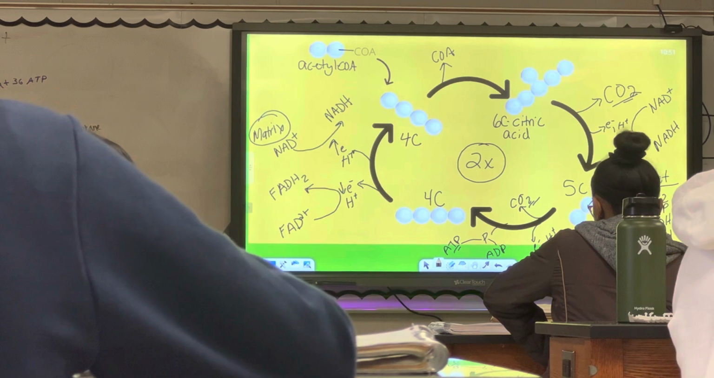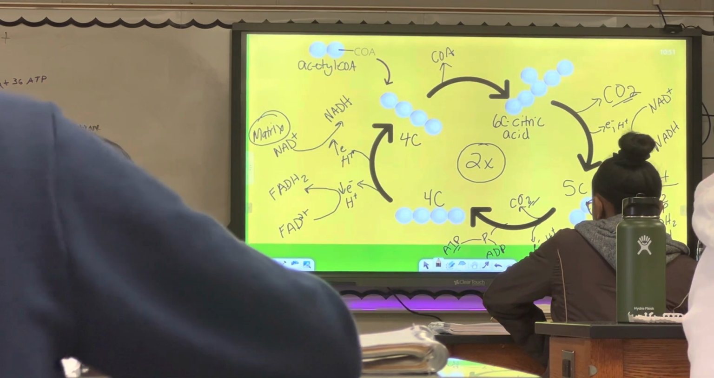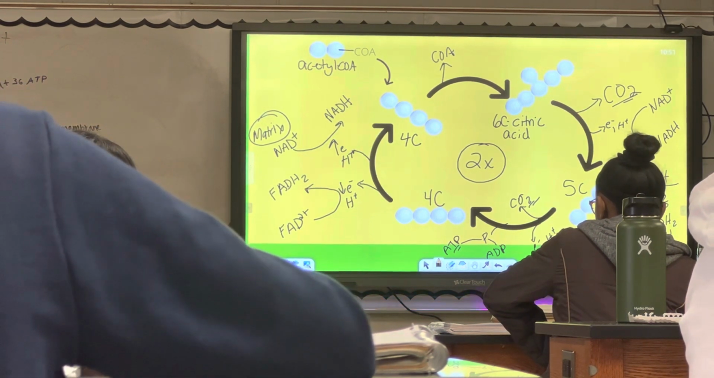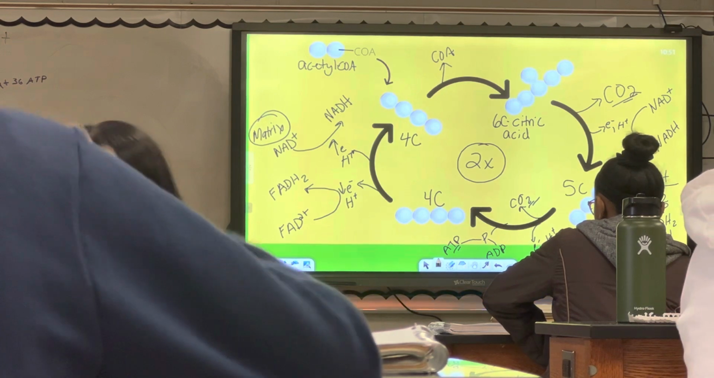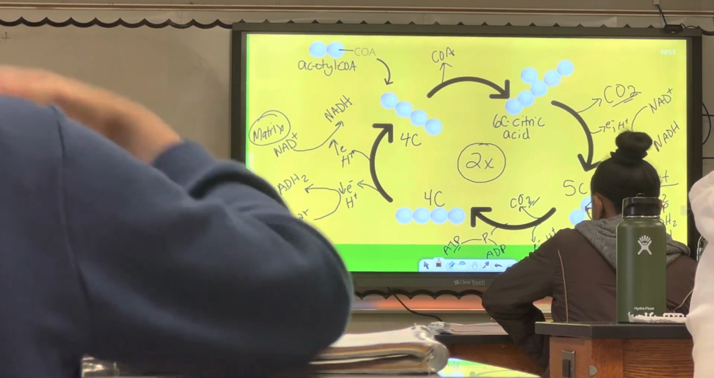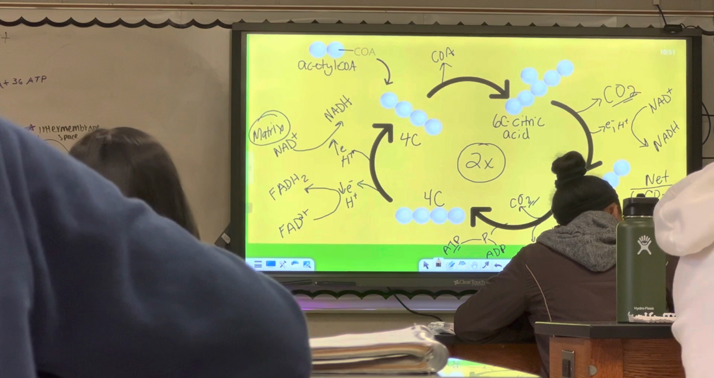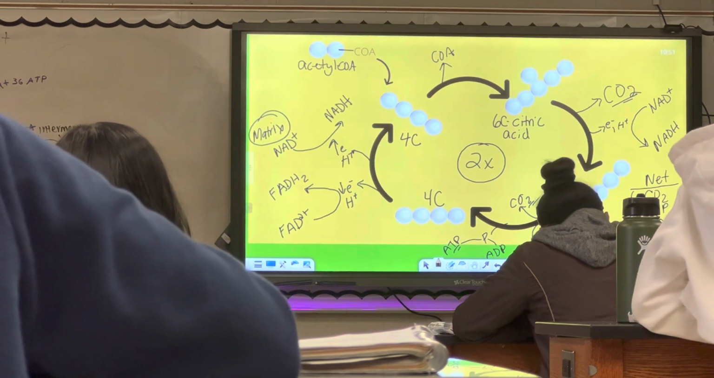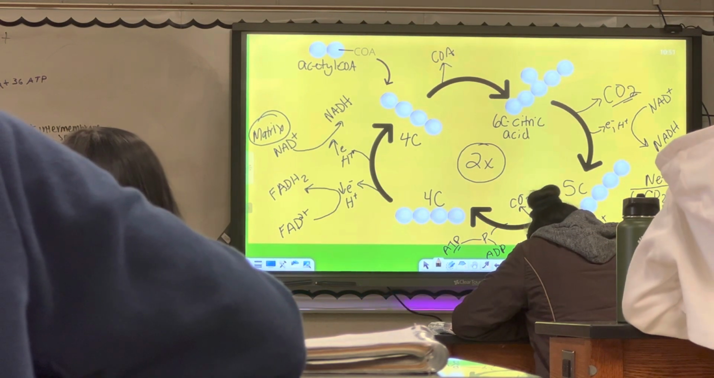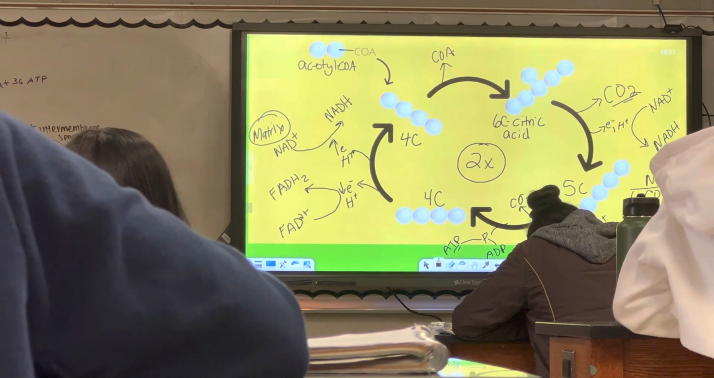Then we're left with a 4-carbon molecule, but it's not the same as the original. So we're going to reshuffle it into the original. In the reshuffling, we lose low energy electrons. They get picked up by FAD2+ to make FADH2. High energy electrons, they get picked up by NAD+, makes NADH.